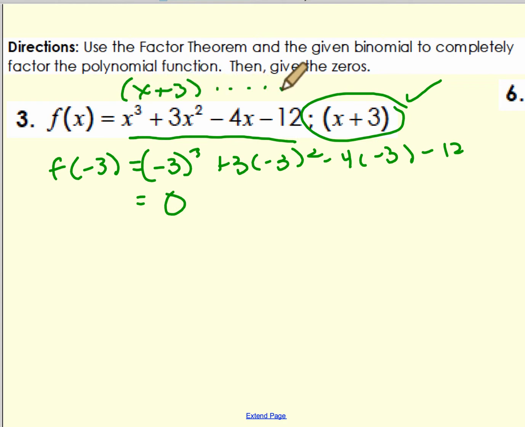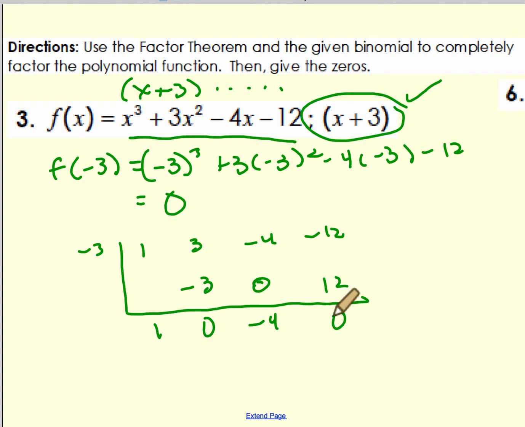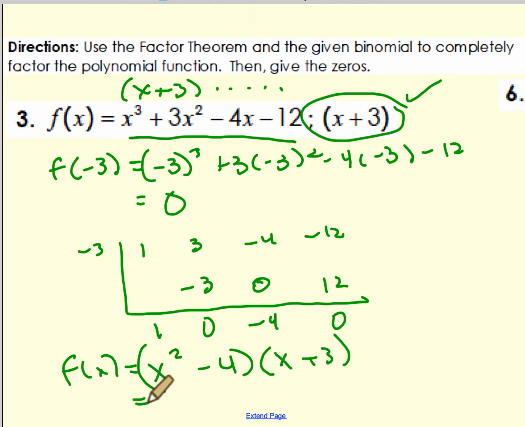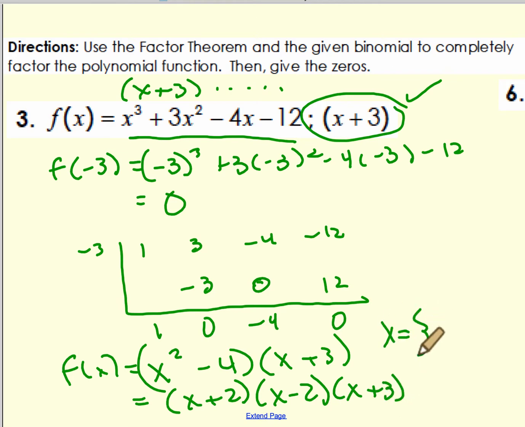To tell me what that something else is going to be, I'm going to use synthetic division. And this is what I get when I use synthetic division. I get 1, 0 and negative 4 as coefficients of x squared minus 4. So I know that my function is going to be x squared minus 4 times what I divided by, which is x plus 3. And I know that x squared minus 4, I can factor into x plus 2 times x minus 2. And so now I know my zeros are negative 2, positive 2, and negative 3.